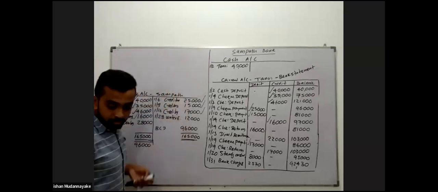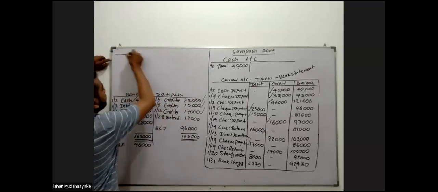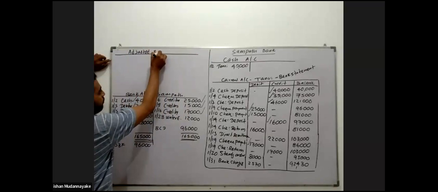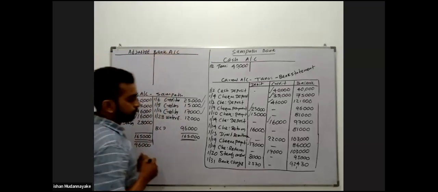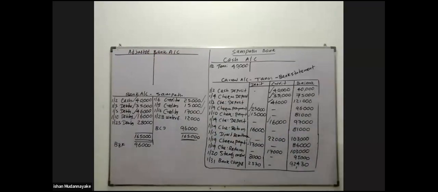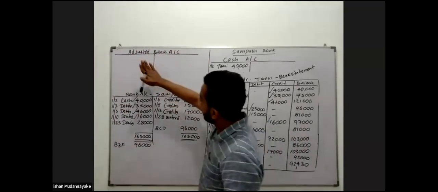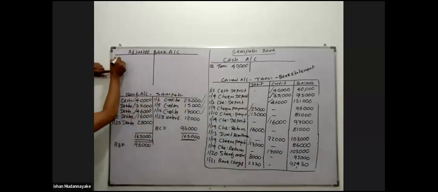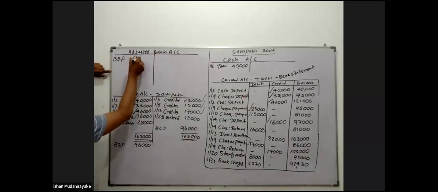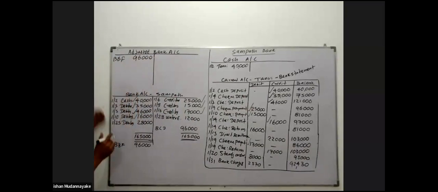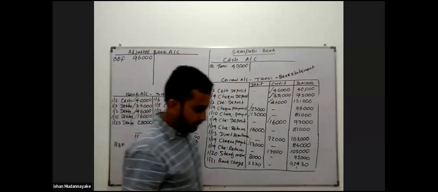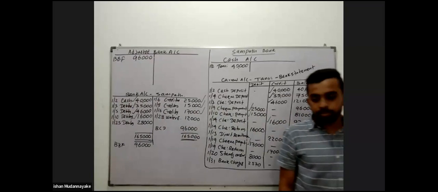Please draw the adjusted bank account. Here, in the adjusted bank account, balance brought forward, how much? 96,000.